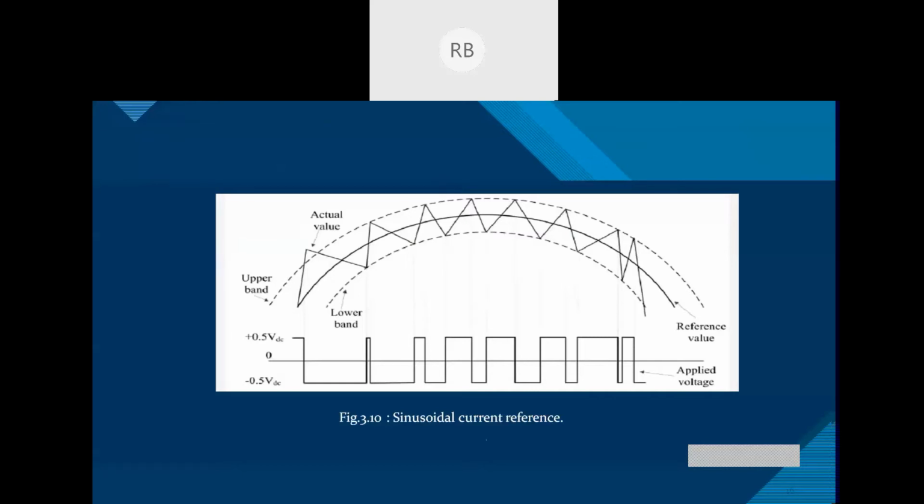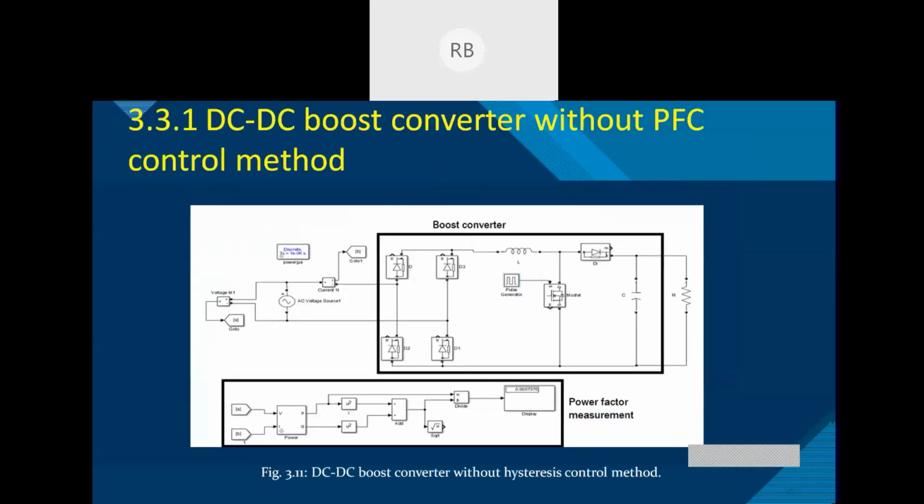In the next slide, we will be seeing the traditional rectifier without any control method. Overall, we can see here the boost converter which is being supplied by the AC voltage, and in the lower part of the figure the power factor measurement circuit, and we can see the power factor is very low here. And in the next slide we will be seeing the output voltage.